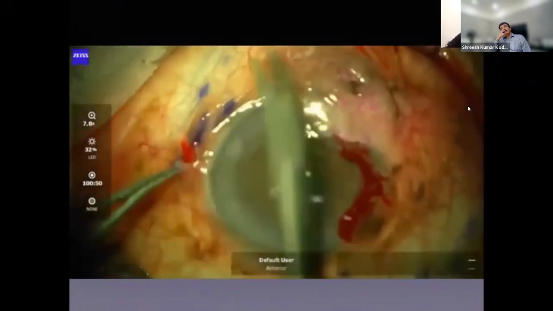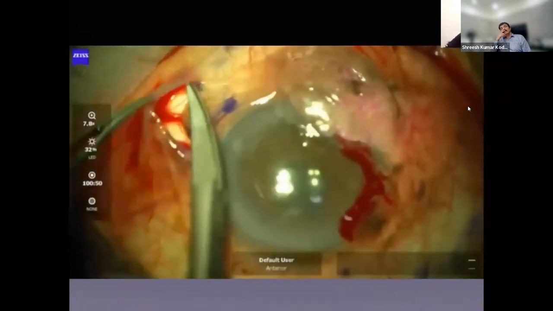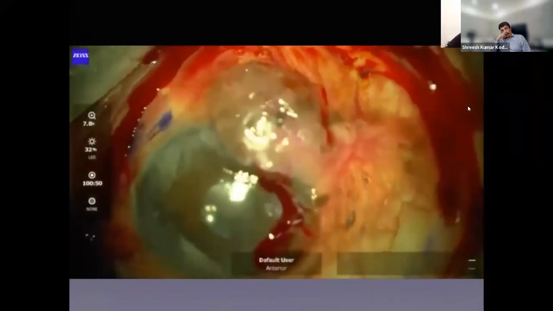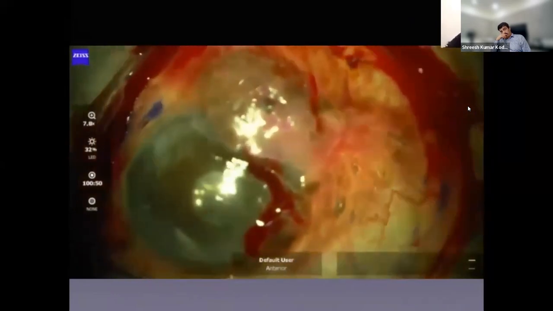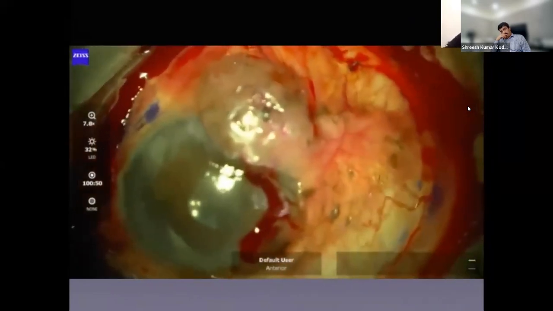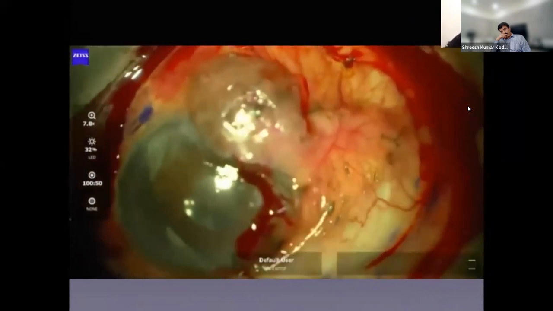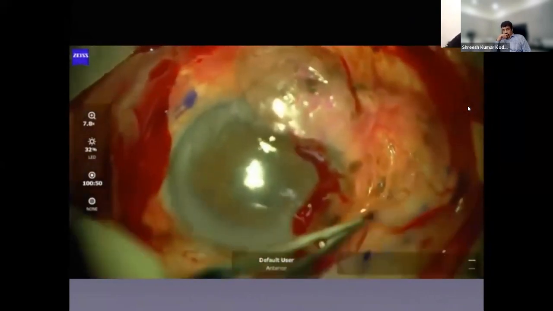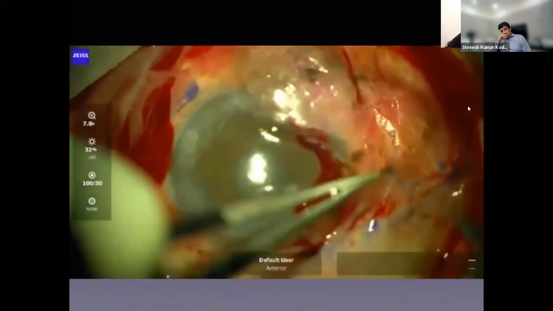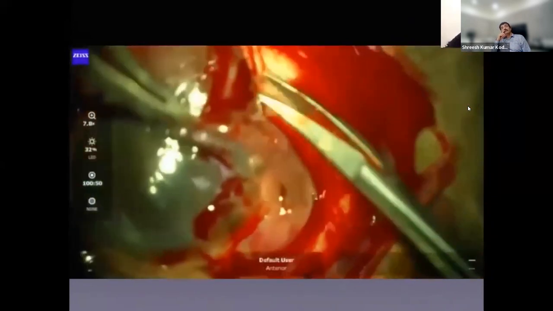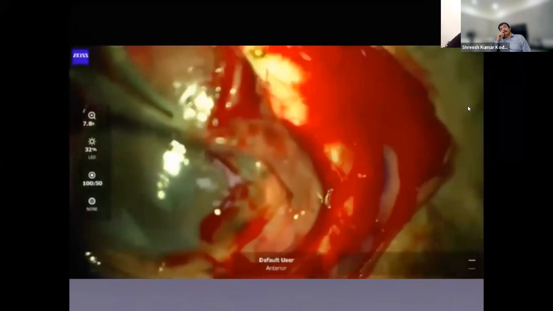Then the conjunctiva is carefully excised, holding from the edges and trying not to touch the tumor as much as possible, to avoid any seeding of the tumor cells and any spread of the carcinogenic cells. After this, subconjunctival dissection is done. Initially, a sharp dissection is done from the normal area. However, when the abnormal area is approached, mostly a blunt dissection as well as hemostasis is achieved.